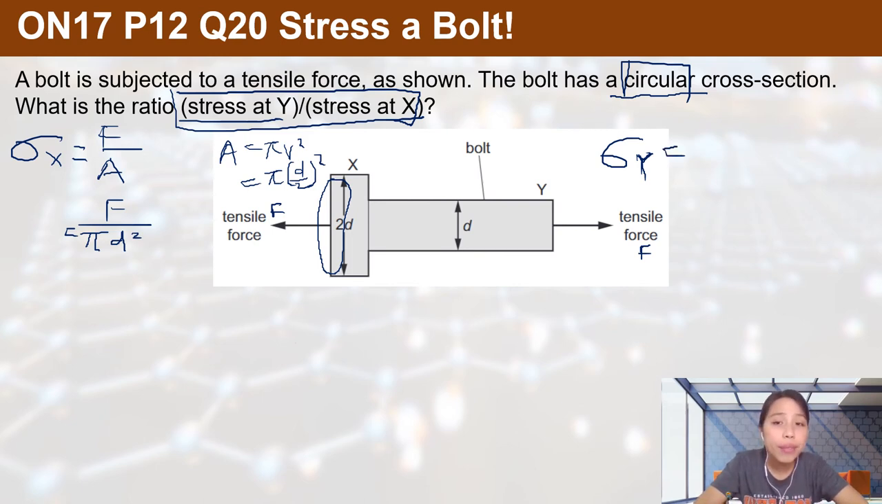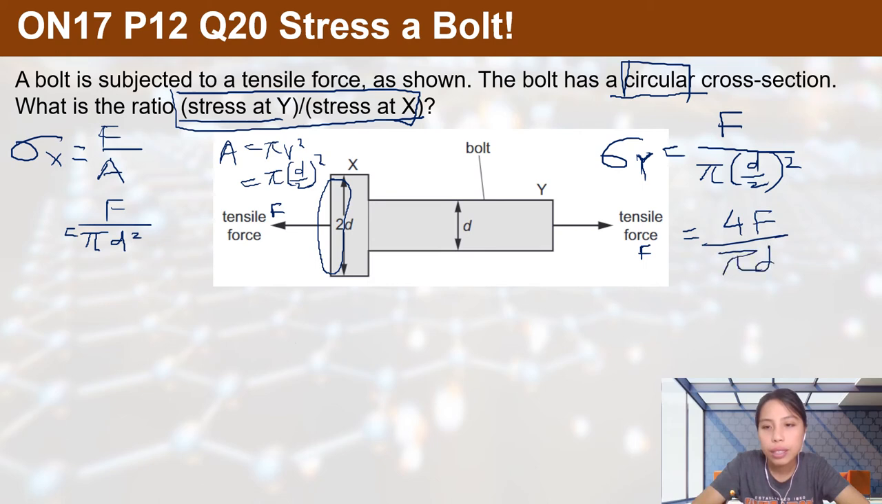Stress at Y will be a little different. Do you think the stress will be bigger or smaller? Actually, the stress is bigger because now the area is smaller already. But we'll see how much smaller later. So we have the same force applied over a smaller area now. So that will be pi times d over 2, squared. If I square, that will be 4F over pi d squared.